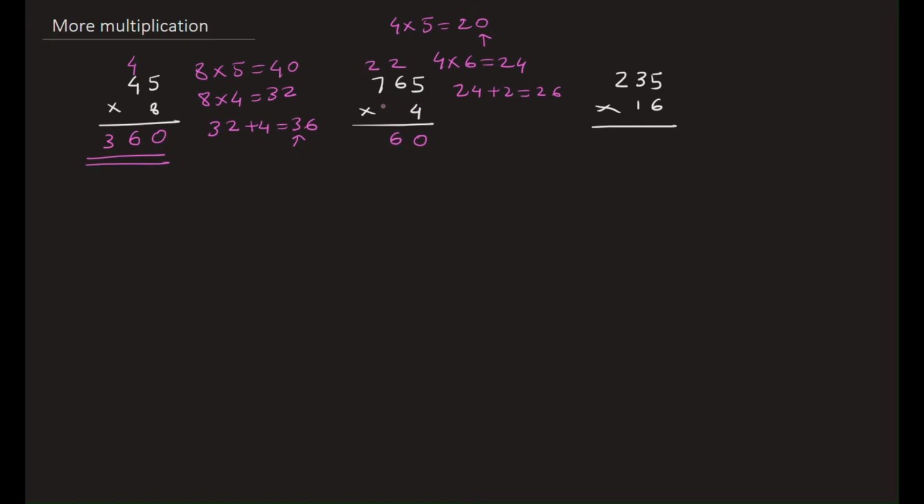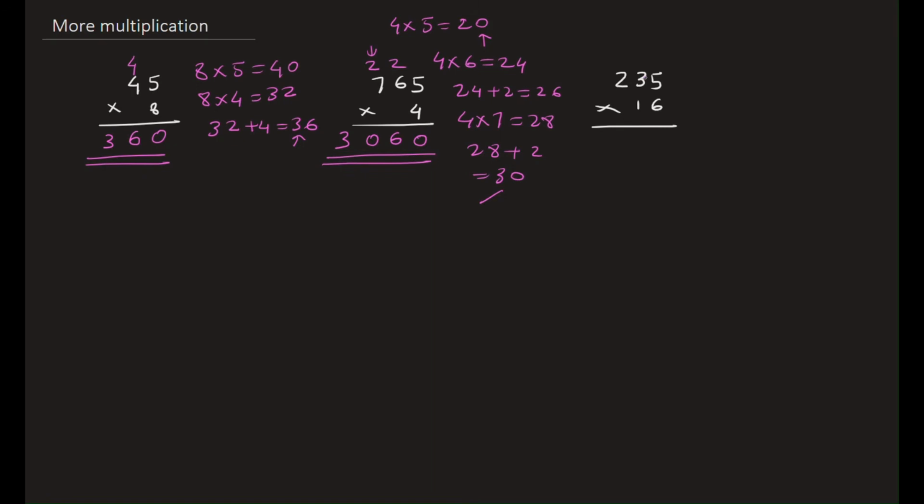Then 4 times the digit in the hundreds place. So 4 times 7 equals 28, and this carried over 2 is added to 28. So 28 plus 2 equals 30. So only one digit can come in the hundreds place. This 3 comes in the thousands place. So the answer is 3060.